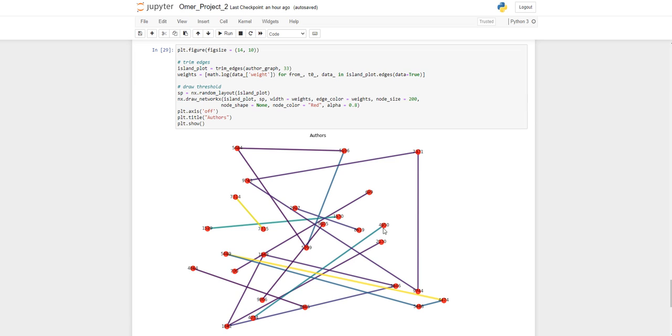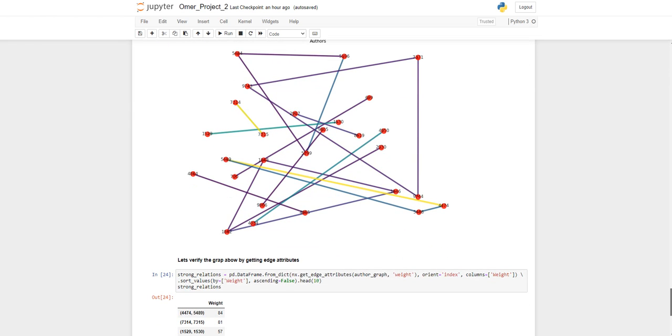And I can see that 49350 and 4034 have a good relationship. Just by looking at this graph, I can get an idea of which authors have a good relationship. But I want to verify it by looking at the get edge attributes, and I'm going to use the weight attribute to see if that is true.